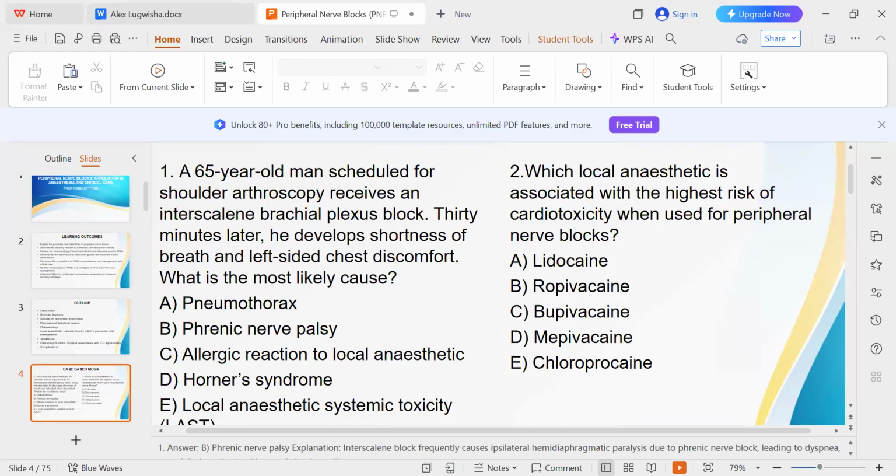Correct. So, question 2, which local anesthetic is associated with the highest risk of cardiotoxicity when used for peripheral nerve blocks?